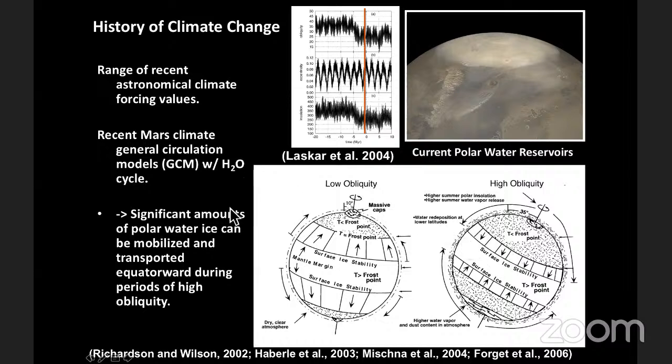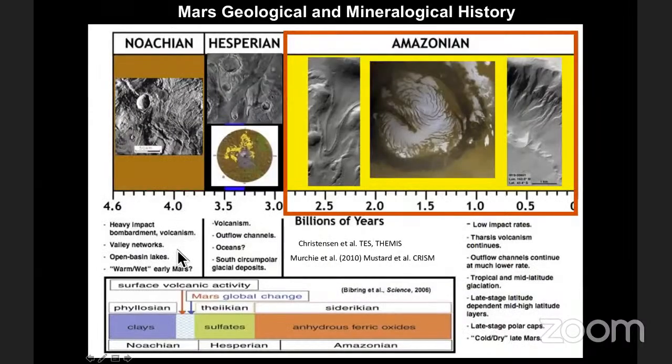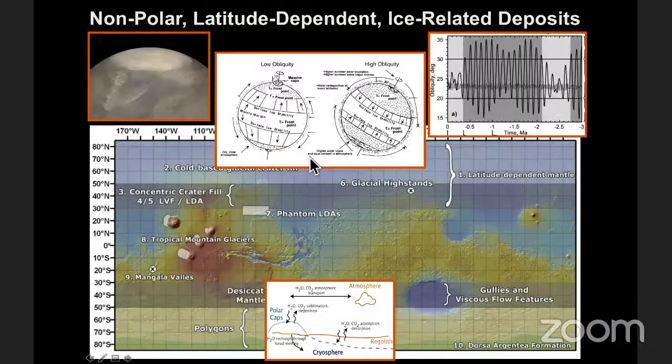So we have some tools here which you can use: conceptual tools, prediction tools, and also climate modeling. So let's take a look at the last couple of eras here, the Amazonian first. This is the last 3 billion years. And the question is, what does the climate in the Amazonian look like? Well, we can start with Laskar's predictions.